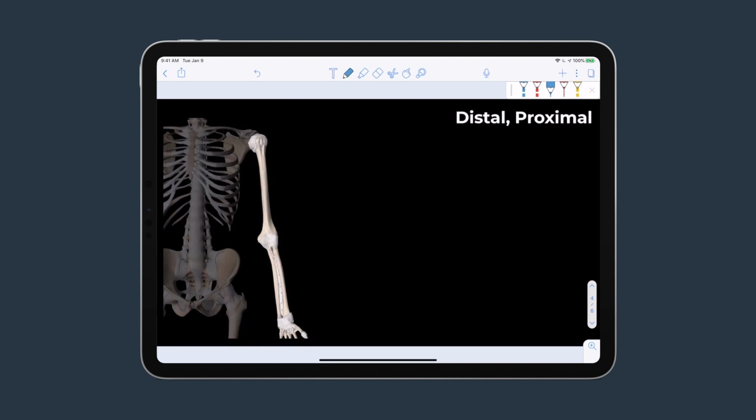So distal and proximal are another set of oppositional pairs that are special terms because they only apply to the appendages, the things that project off of the torso. So distal and proximal are terms that describe something that is far away from the attachment point.